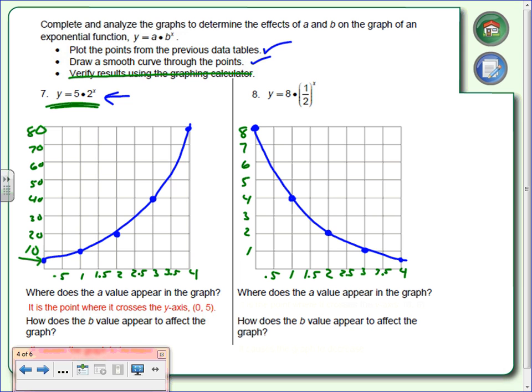That's what we have. Now, right over here, you'll notice the questions are very similar to number 7. Where does the A value appear in the graph? Well, the A value is 8. And where is that 8? Right on top of the y-axis, just like number 7. On the y-axis.